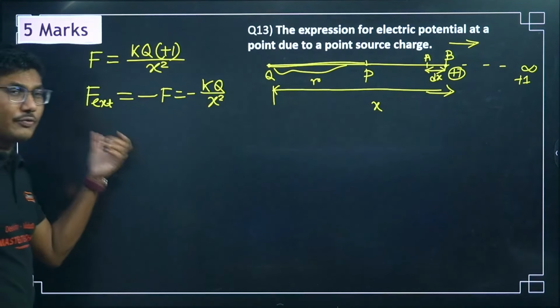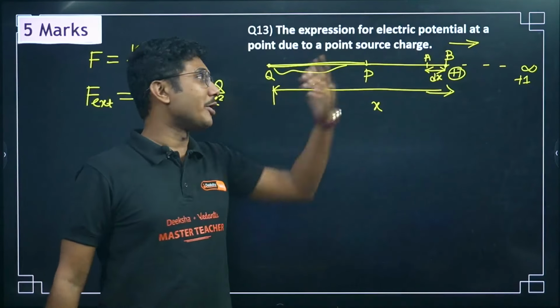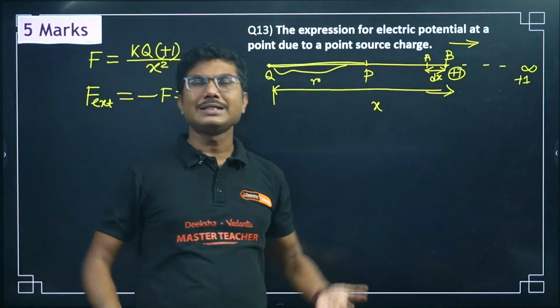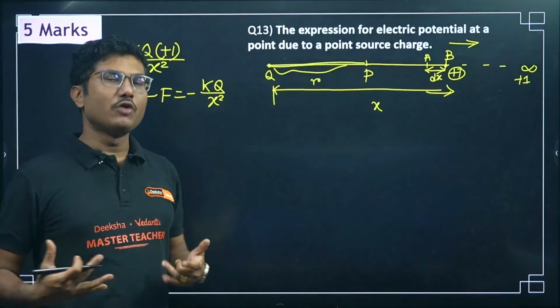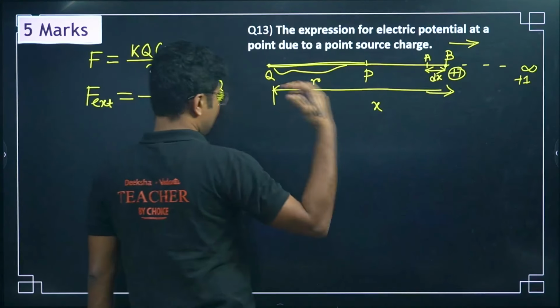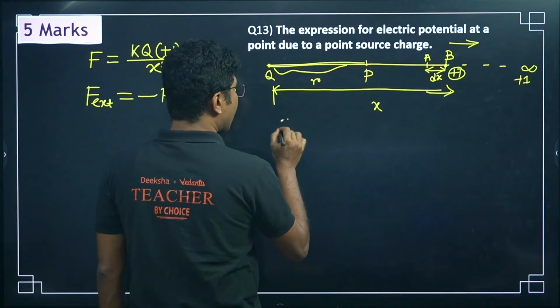So this is the external force that you have to apply, or I have to apply, to move the charge. Work done means the work that we are doing. Whatever we are doing is positive. That is how physics always goes on, right? Now what is the work done?